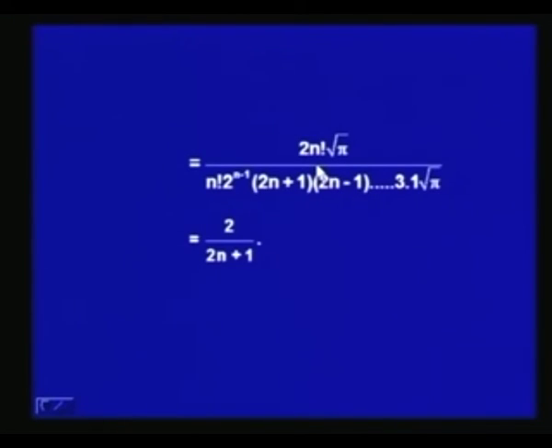Now after we expand the gamma functions, it comes out to be equal to 2n factorial, gamma half is root pi, n factorial 2 to the power n minus 1, into (2n plus 1)(2n minus 1) and so on, 3 into 1 into root pi. Root pi can be cancelled, and then we can expand the 2n factorial function, and we will have 2 over 2n plus 1 here.